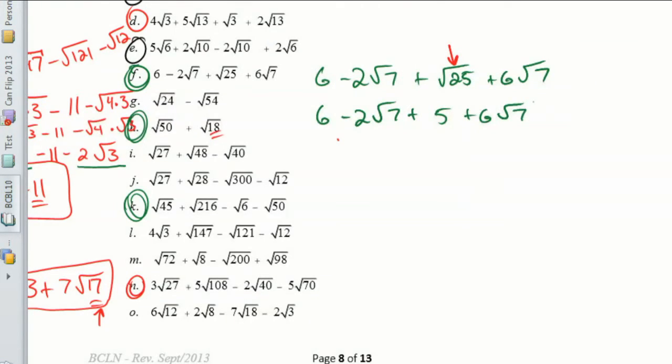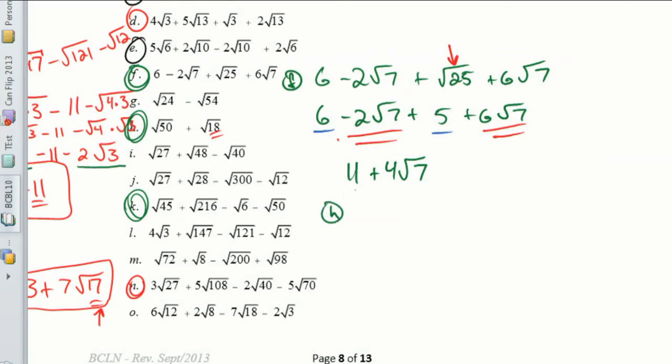After that, I can combine any like terms I have. So like terms, I have just an integer, a 6, and an integer of 5, so I can combine those. I have this 2 root 7, and then I have 6 root 7s. Because my radical is the same, I can combine those as well. So 6 plus 5 is going to give me 11. I have negative 2 root 7 plus 6 root 7, so it's going to give me positive 4 root 7. So that was F.